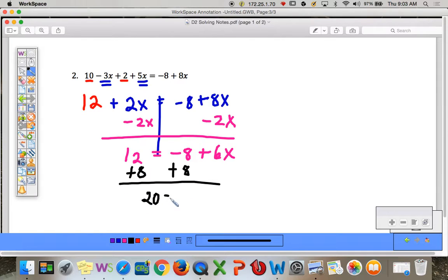We got 20 equals 6x. Divide by 6. And this will be a fraction answer. You can leave it as 20 over 6. You can reduce the fraction, or we can get the decimal answer. 20 divided by 6 is 3.3 repeating, or 3 1/3.